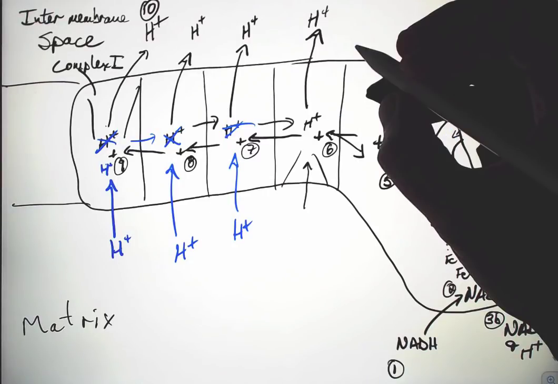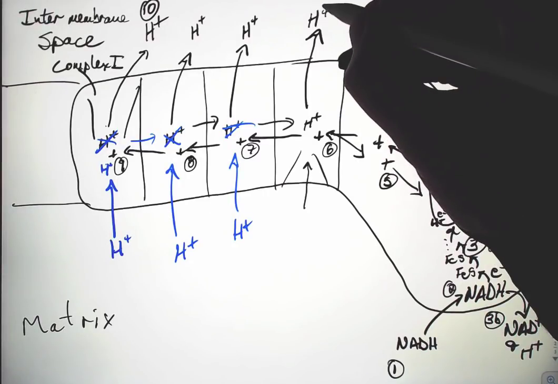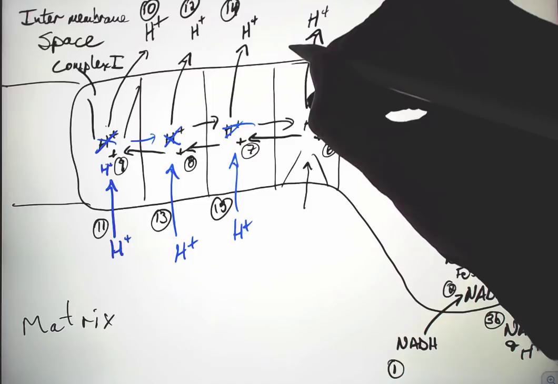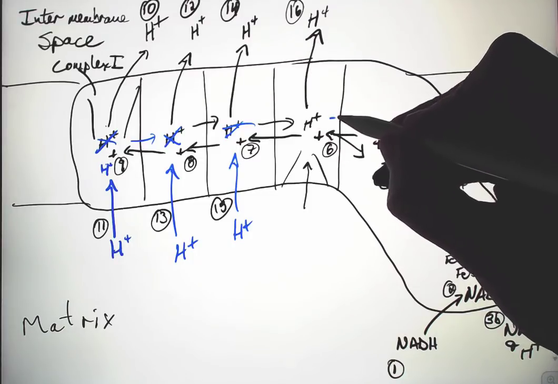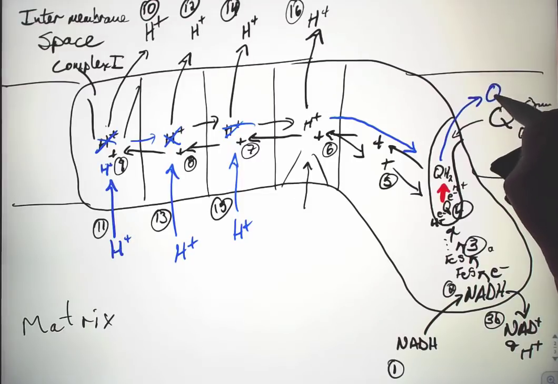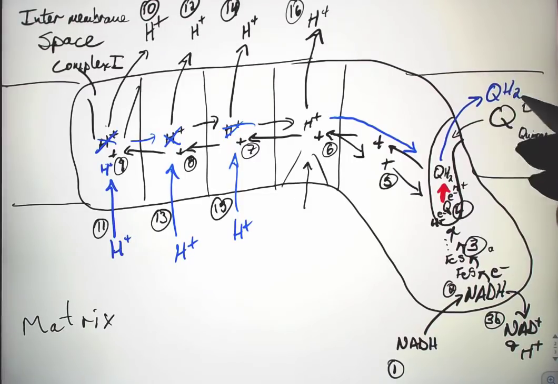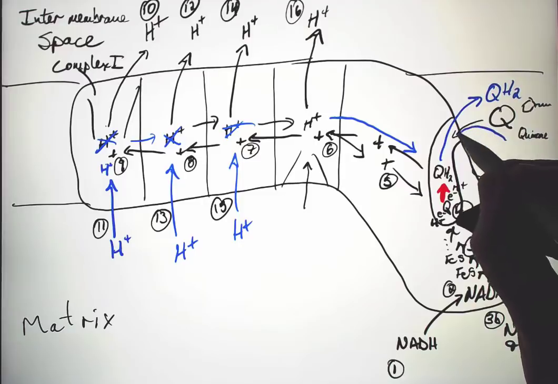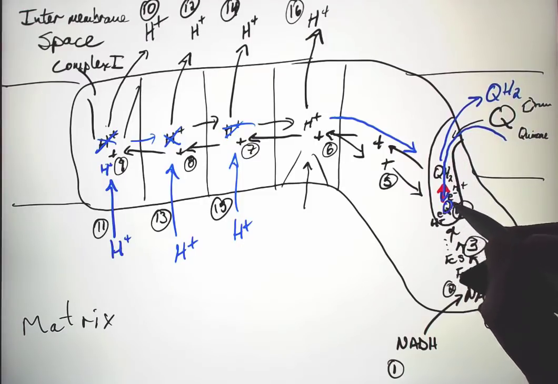So now we've moved 4 H+ out of the complex. So we've pumped 4 hydrogens across. We've reloaded 3 hydrogens. That last hydrogen moving out changes the shape of the binding region for QH2, and QH2 leaves. That loss of QH2 allows a new quinone to enter, and we can start the whole process over again.